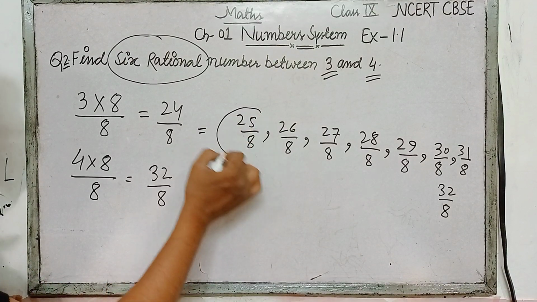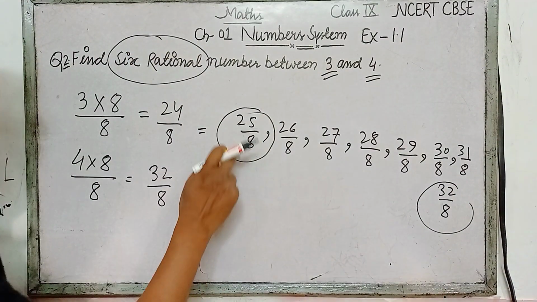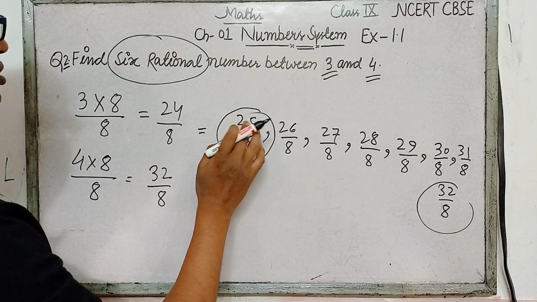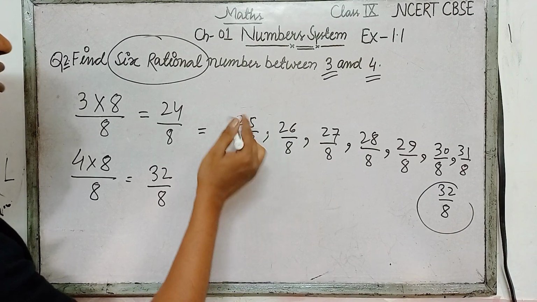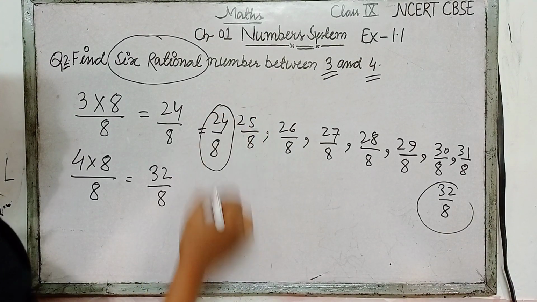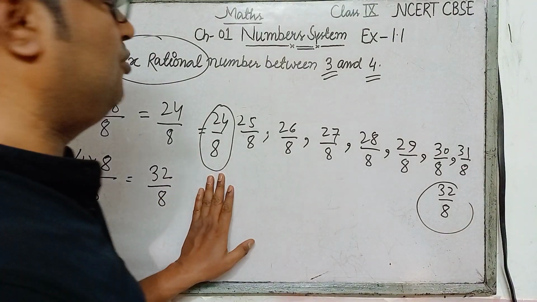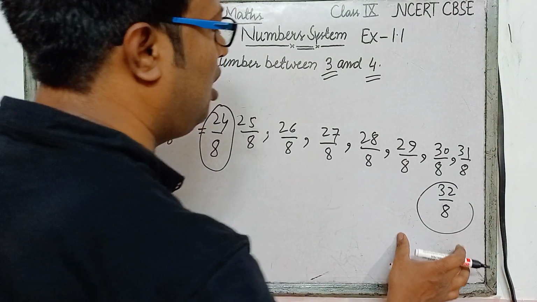Here we are watching two extreme numbers. This one, 25 upon 8, is not an extreme number. This one is 24 upon 8. Here we are watching two extreme numbers, that is 24 upon 8 and 32 upon 8. So we will not count these numbers here.